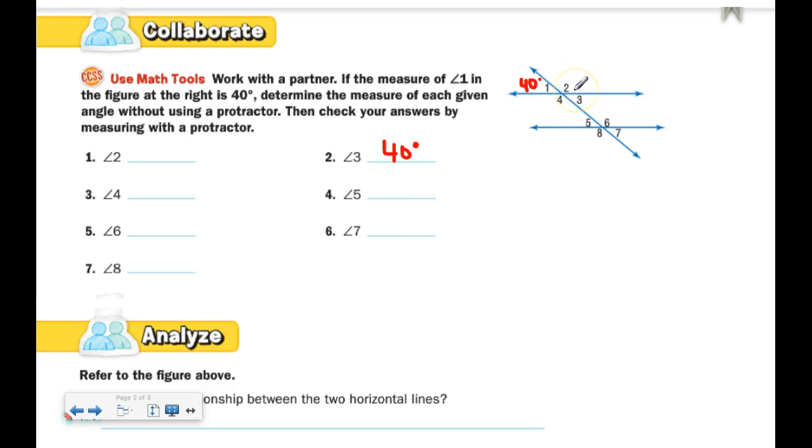1 and 2 are supplementary, which means angle 2 should be 180 minus 40, which is 140. Angle 4 is also supplementary to angle 1. It's also opposite angle 2, so it's 140 degrees no matter how you look at it. Either it's congruent with 2 or it's supplementary to 40.